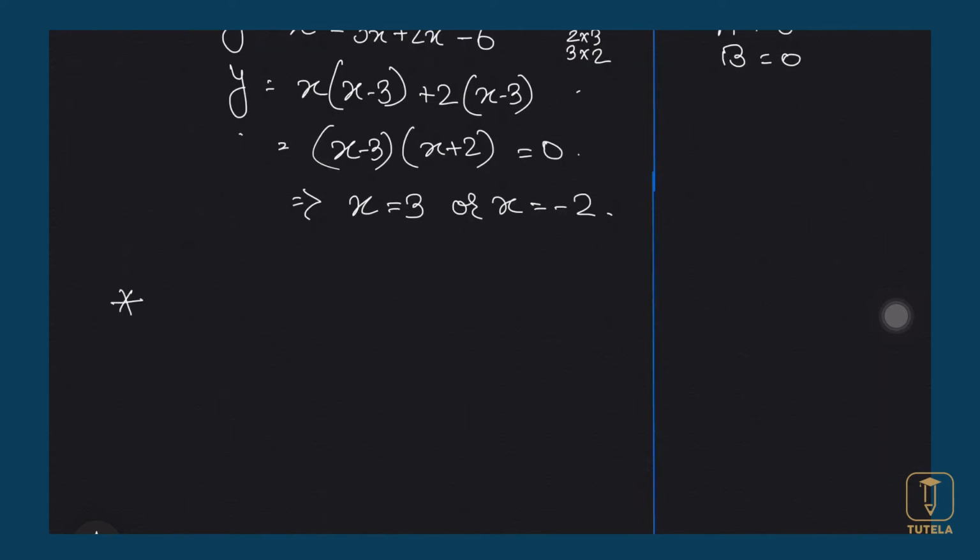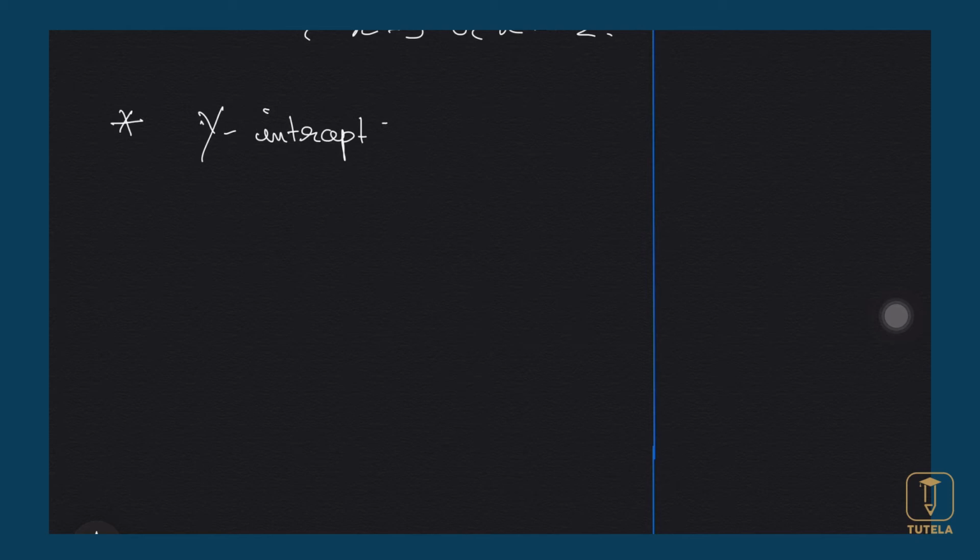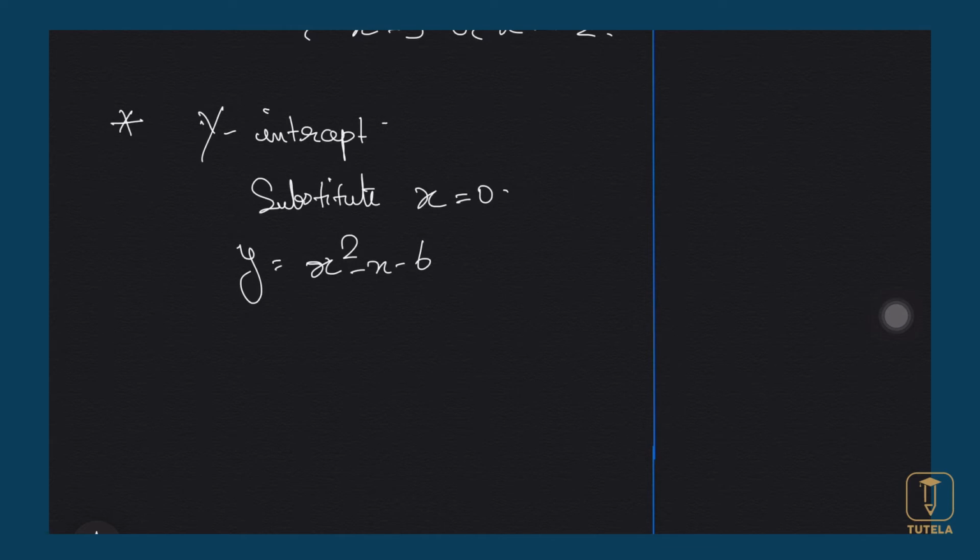The second critical point, after the roots, is the y-intercept. To find the y-intercept, I'm taking the example of the above given equation. To find the y-intercept, the x value has to be 0. So substitute x equal to 0. So in y is x squared minus x minus 6, when x is substituted with 0, we have 0 minus 0 minus 6, giving us minus 6. So the y-intercept is 0 comma minus 6.